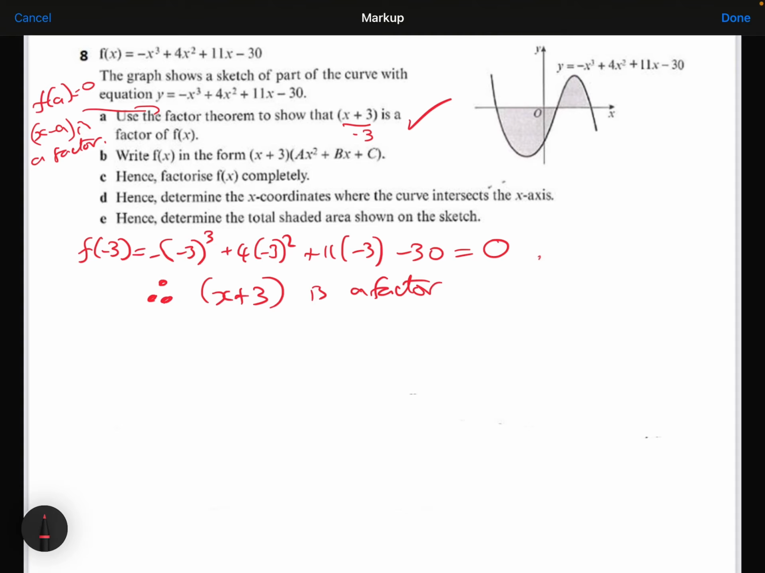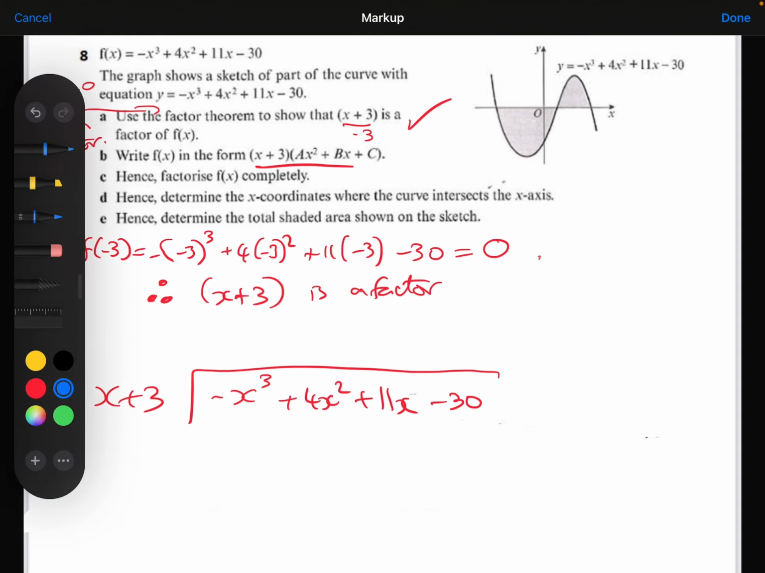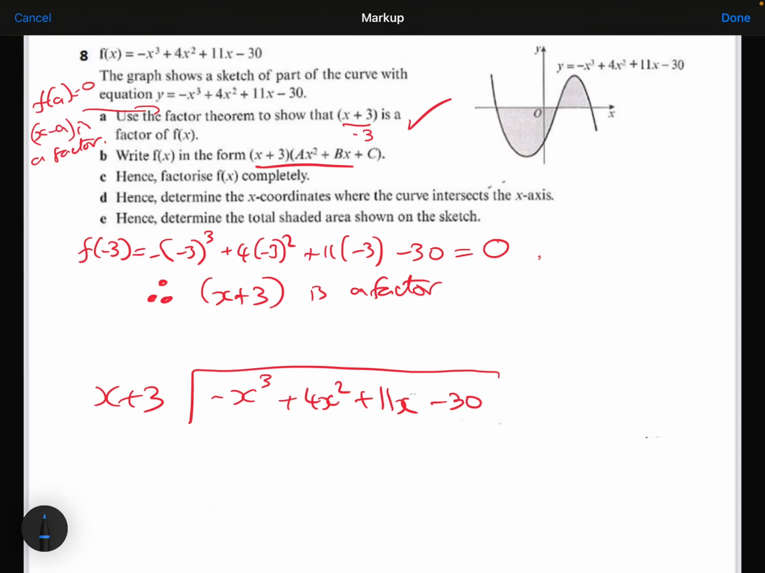Part B, we need to write f of x in this form. So we are going to do a little bit of division here. We're going to divide our minus x cubed plus 4x squared plus 11x minus 30, and we're going to divide all of that by x plus 3, because we know that x plus 3 is a factor from part A of the question.